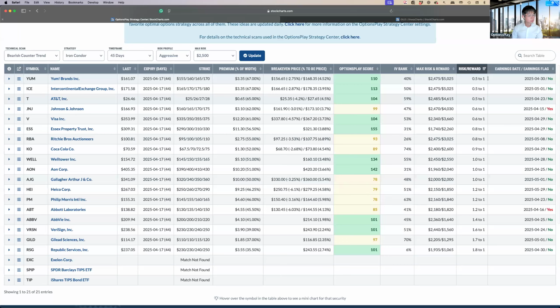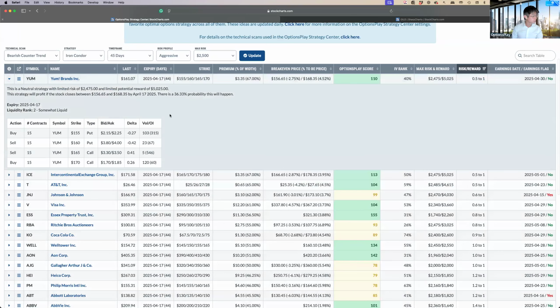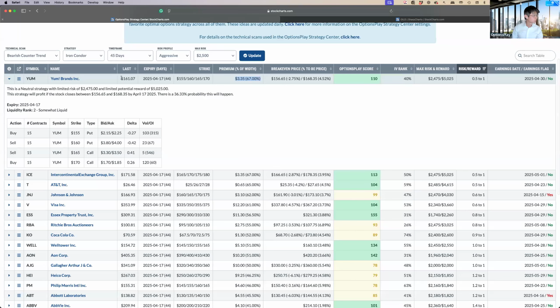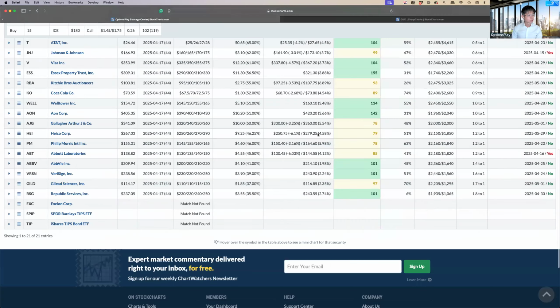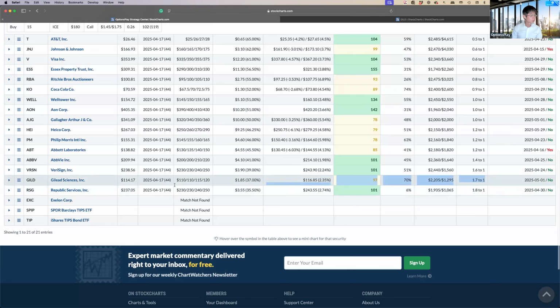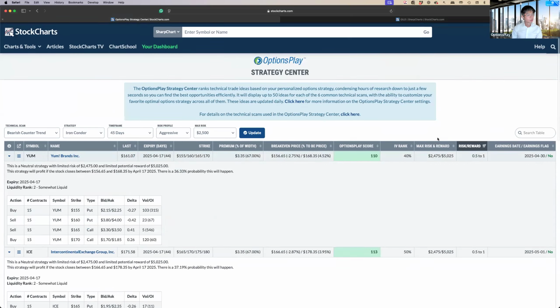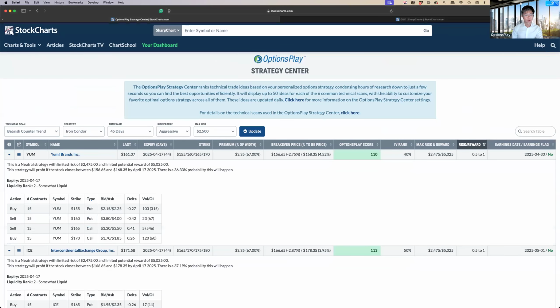Now, Yum Brands, interestingly enough, I can collect a lot more. I can collect 67% of the width here. So Yum Brands is trading at 161. If I sold the 155, 160, 165, 170, I'm going to collect $3.35, which is going to give me a really nice risk to reward. For every $1 I can make, I'm only risking 50 cents. So it's really giving me the best options here at the top of the list, versus the worst, and even the worst ones at the bottom of the list are not so bad. So that's a scan I would use for iron condors. Hopefully that answered your question.